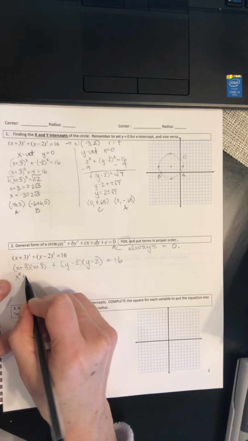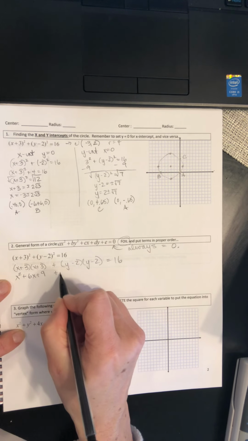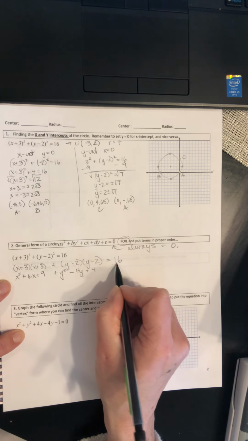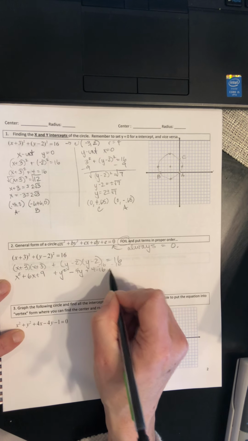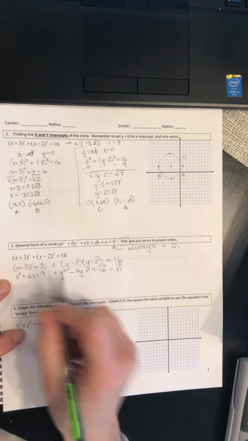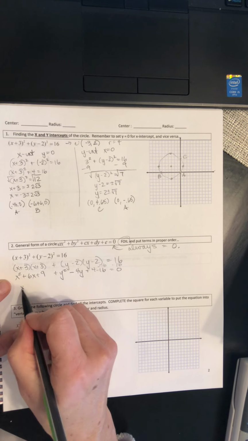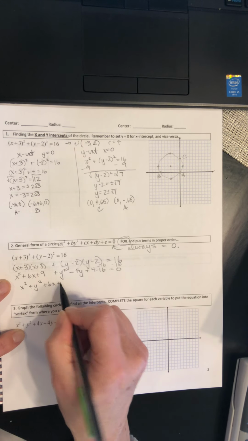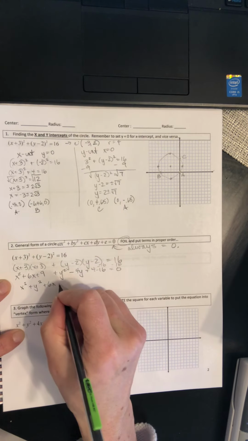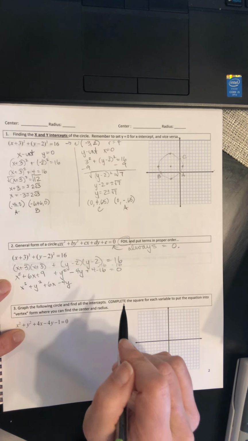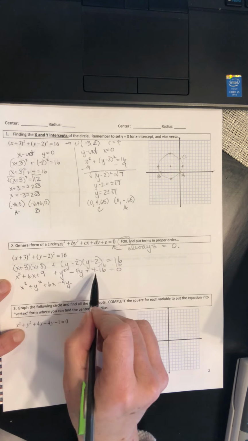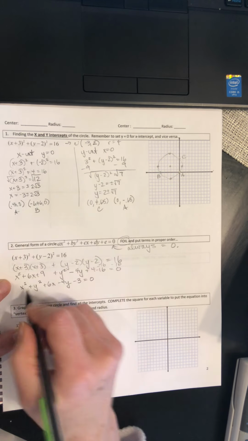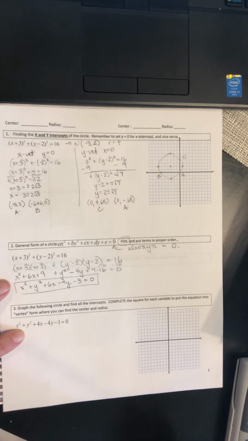So what's this? x squared plus 6x plus 9 plus y squared minus 4y plus 4. Then I'm going to subtract the 16, bring that over to get it equal to 0, and then I just combine like terms. Notice the squared terms come first, so what's this? x squared plus y squared, and then plus 6x minus 4y. And then what do I have? Constants of 9 and 4, which is 13, minus 16 is -3, so equals 0. That is your general form, okay?